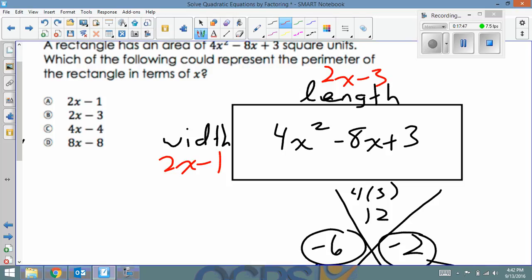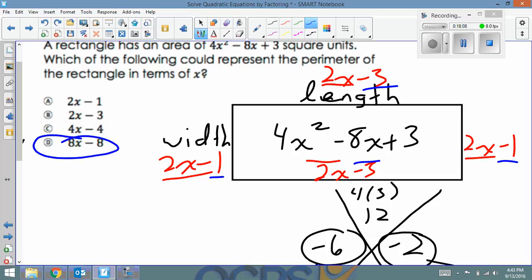And it says for perimeter. So for perimeter, I also know that this side is 2x minus 3, and I also know that this side is 2x minus 1. We have to add them all together. So 2x plus 2x plus 2x plus 2x is going to give me 8x. And then minus 3 is negative 6, negative 7, negative 8. Your final answer would be D.